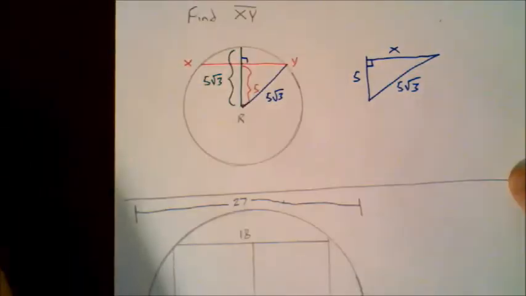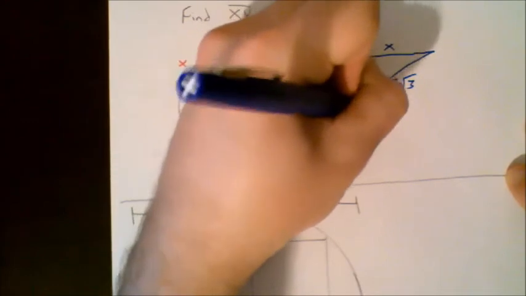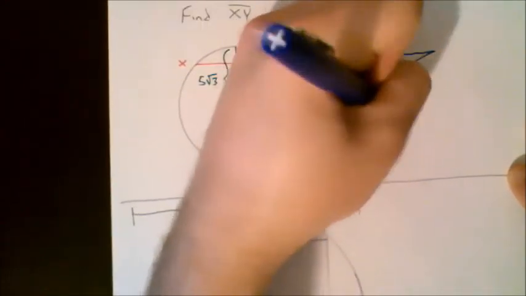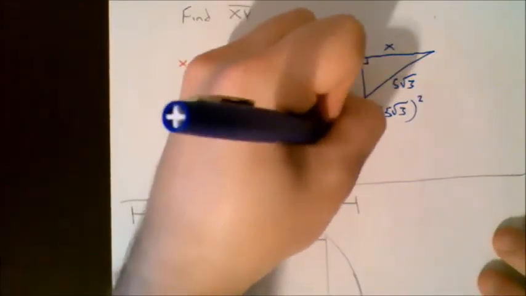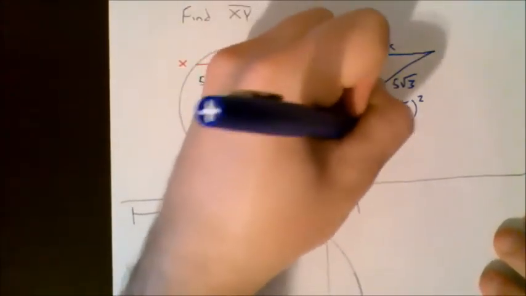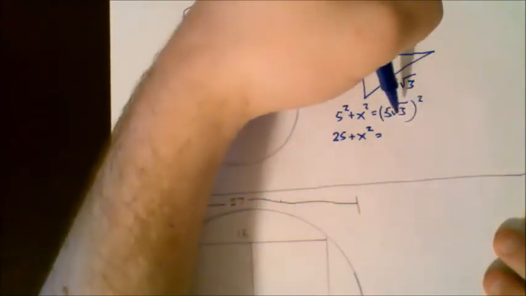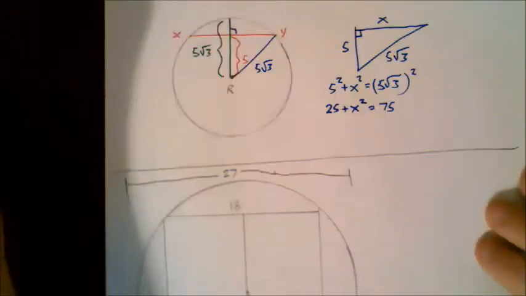So let's go ahead and call that x. We know 5 squared plus x squared equals 5 times the square root of 3 squared. So this gives us 25 plus x squared equals 5 squared is 25. The square root of 3 squared is 3. So 25 times 3 gives us 75.